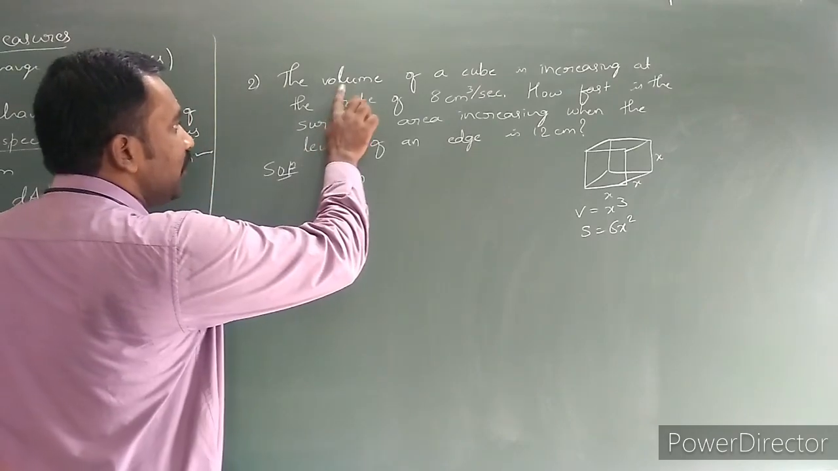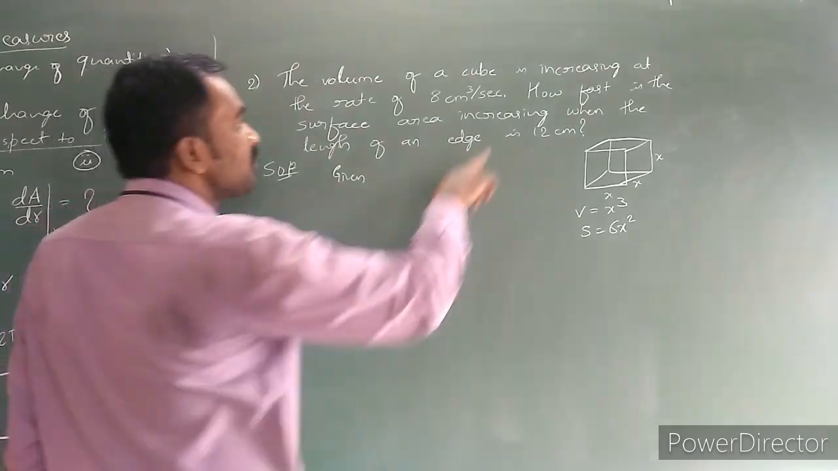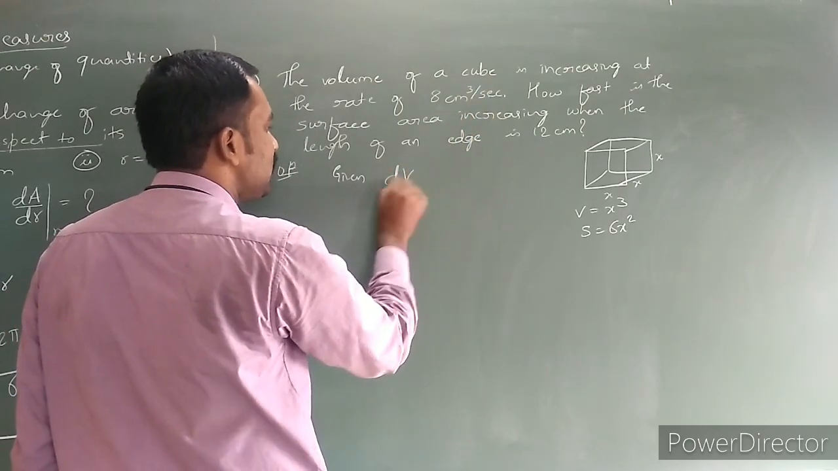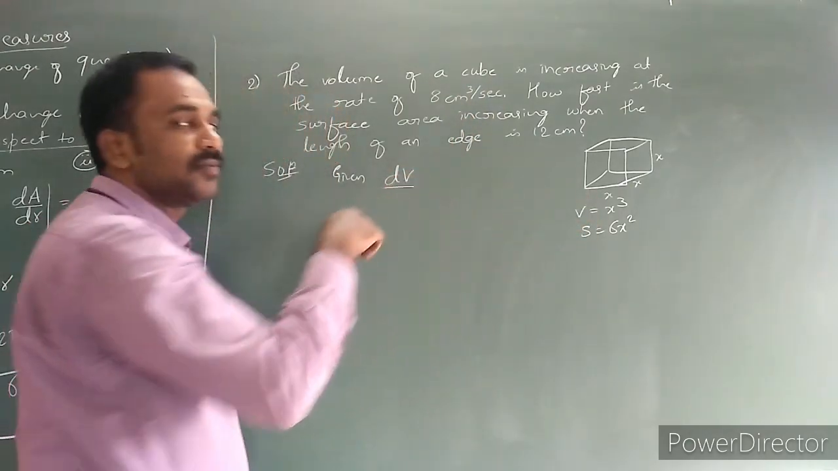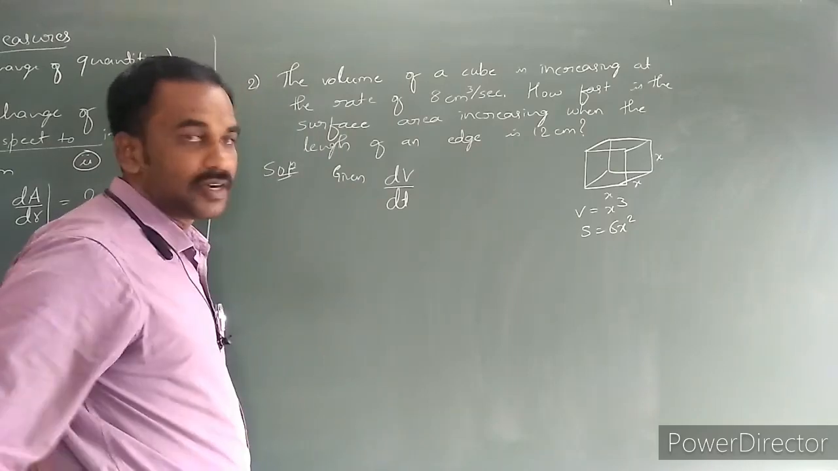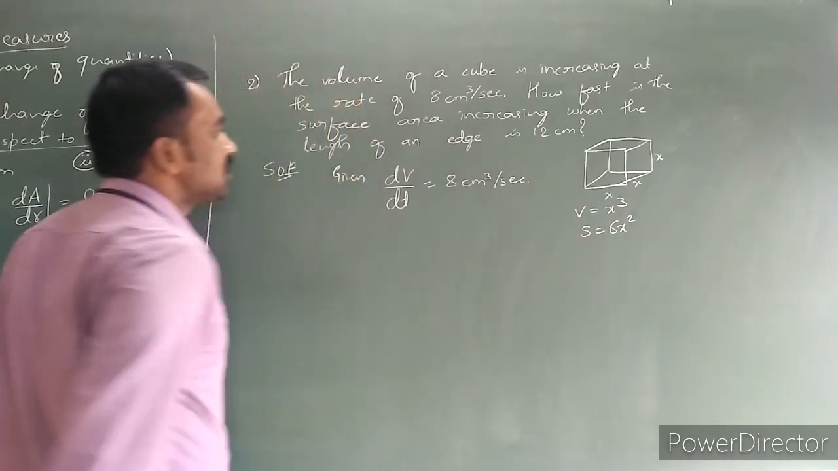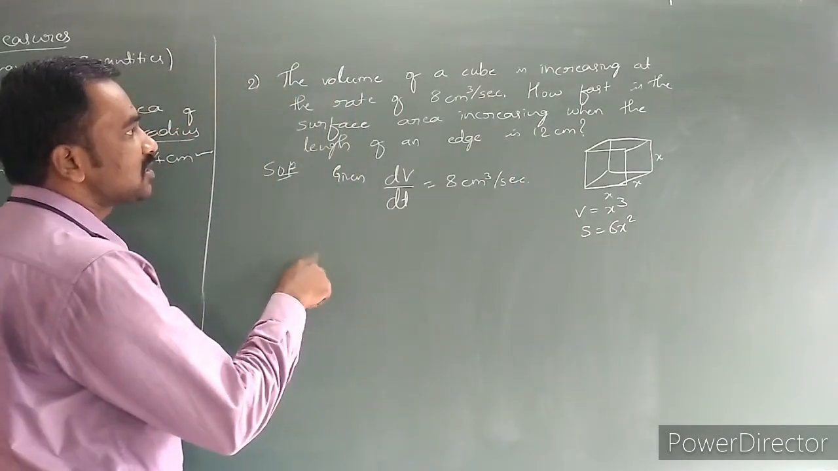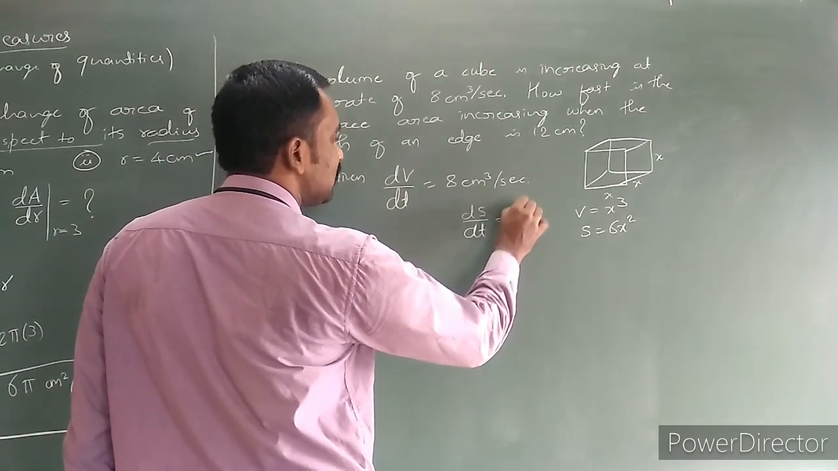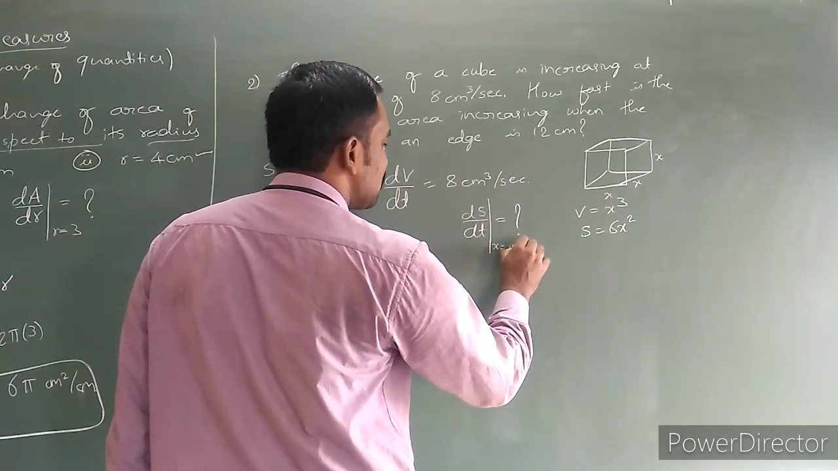Now what is given? The volume of the cube is increasing. How much is it increasing, and with respect to what? Volume is increasing at the rate of 8 centimeter cube per second. That means dV by dt, because per second is given. So dV by dt is 8 centimeter cube per second. Next, how fast is the surface area increasing? What we need to find is the change of surface area with respect to time, when the edge is 12 centimeter, at x equal to 12.